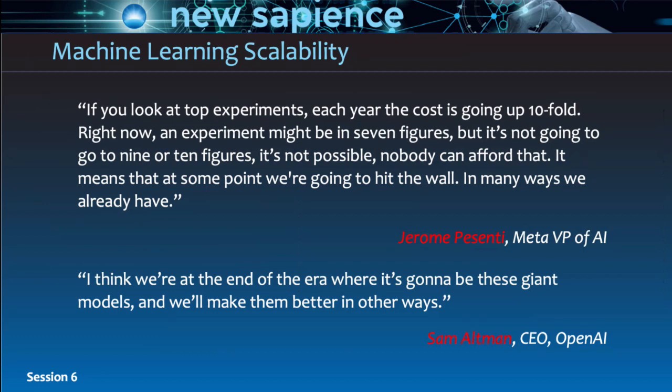The fact that it appears they have hit the wall, I think, is validated by the second quote here from Sam Altman, the CEO of OpenAI, who just last week said, "I think we're at the end of the era where we're going to have these bigger and bigger models. They're already on the flat part of that curve." And he went on to say, "We'll make them better in other ways." But in fact, he did not say what those other ways are.